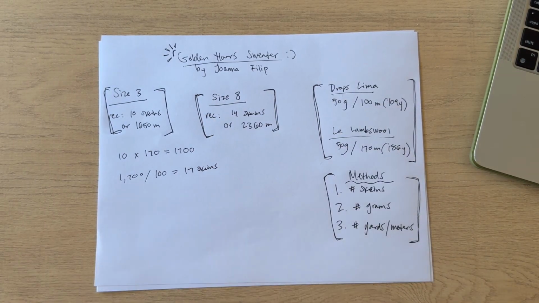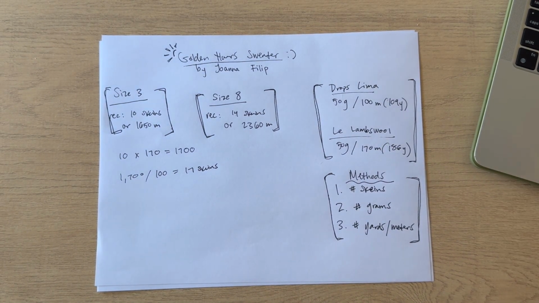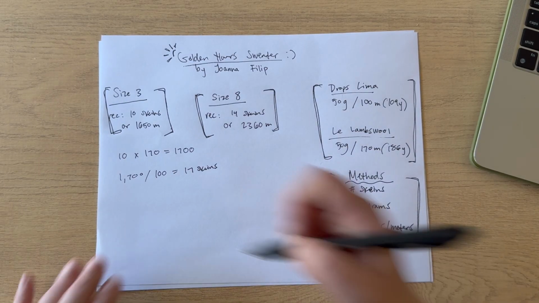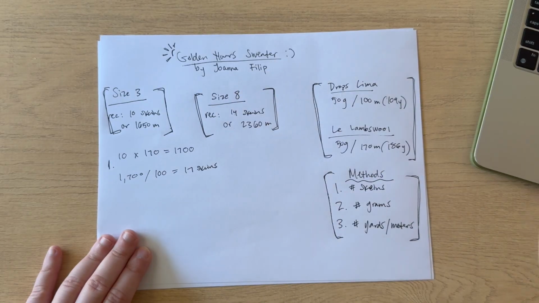So this is using method 1. If they give you the number of skeins, but they don't give you any other information, this is how you can figure out how many skeins you need to buy. So let me just mark method 1.